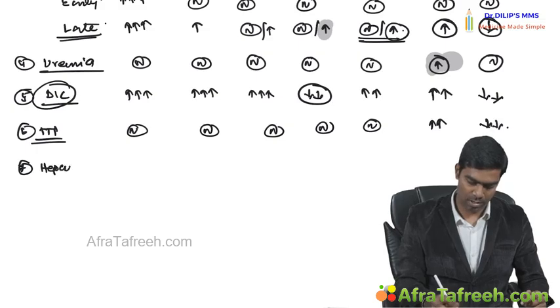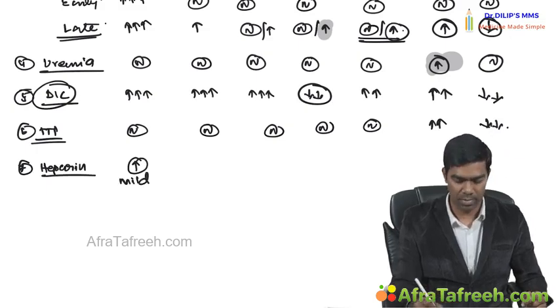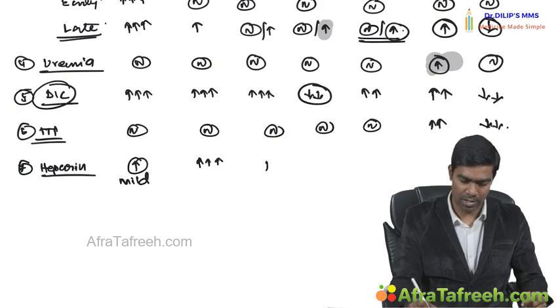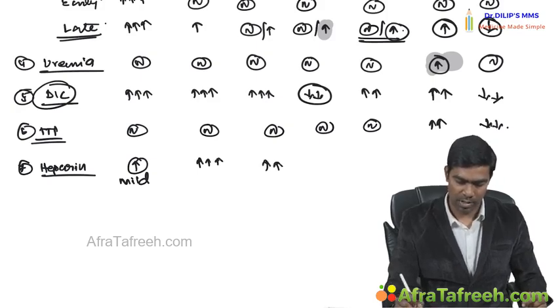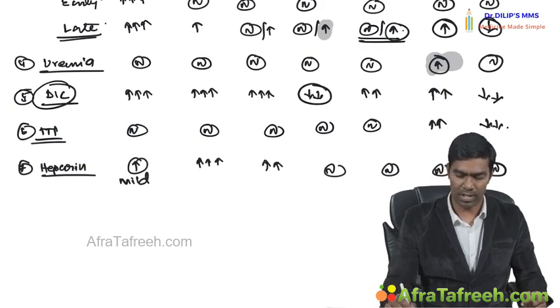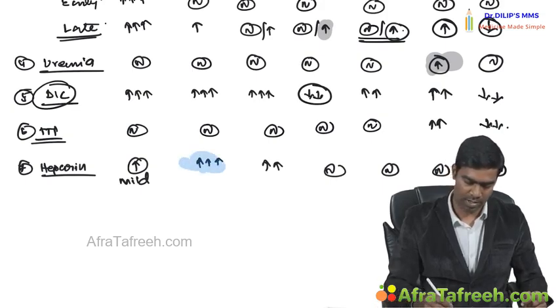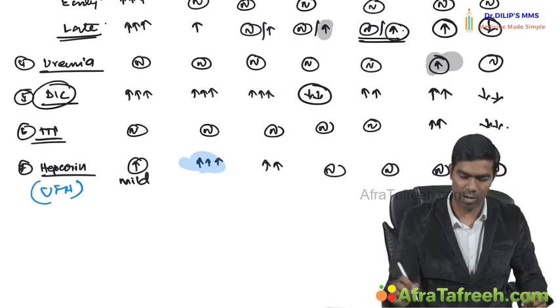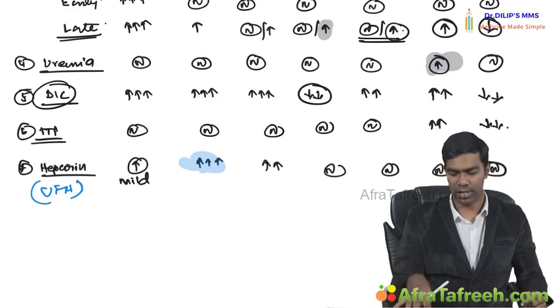Heparin. Heparin will cause a little elevation, very mild elevation of prothrombin time, but a massive elevation of APTT and thrombin time, and the fibrinogen levels will be normal. All the other levels also will be normal. So here we are talking about unfractionated heparin. If we are talking about low molecular weight heparin, effects are complex. So these are the things you are going to see.